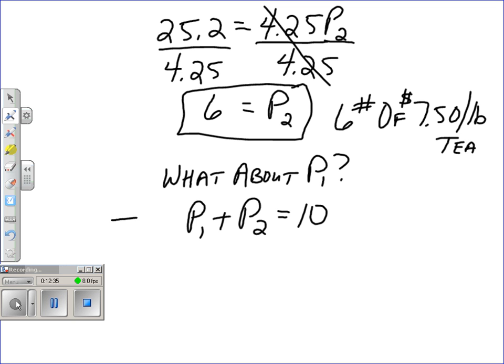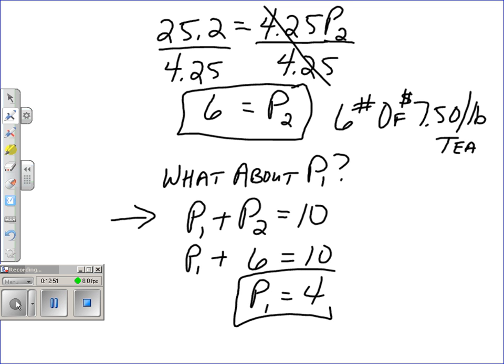Well, you can go back to that equation we had earlier that related P1 and P2. Remember, they have to add up to 10 pounds. You know that P2 is 6 pounds, so we just solve for P1. And P1 has to be 4 pounds.